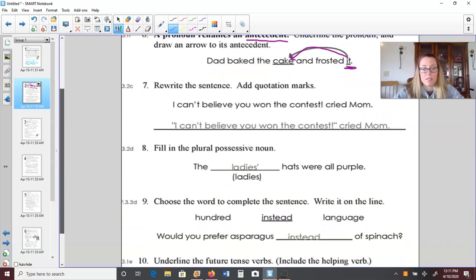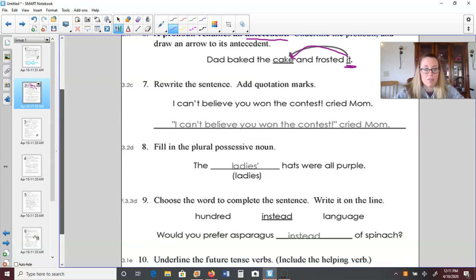On number seven, we needed to add quotation marks for our dialogue. "I can't believe you won the contest," cried Mom. Well, remember, quotation marks go around the exact words of what our speaker is saying. And so we put quotation marks around "I" and after the exclamation mark. "I can't believe you won the contest." That's what Mom is saying.